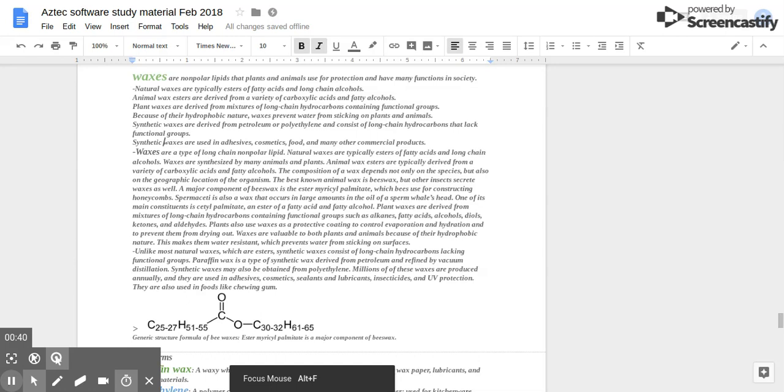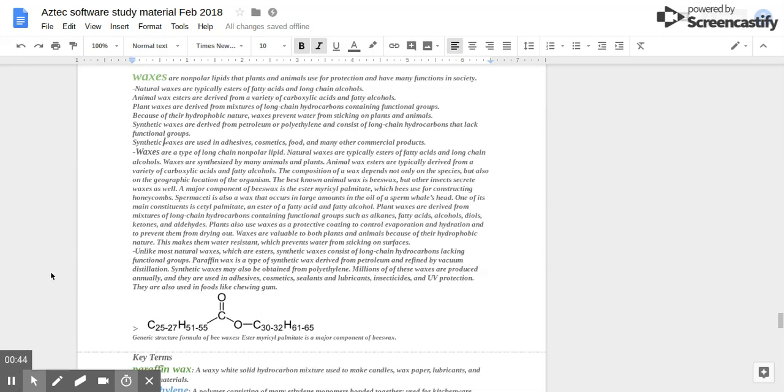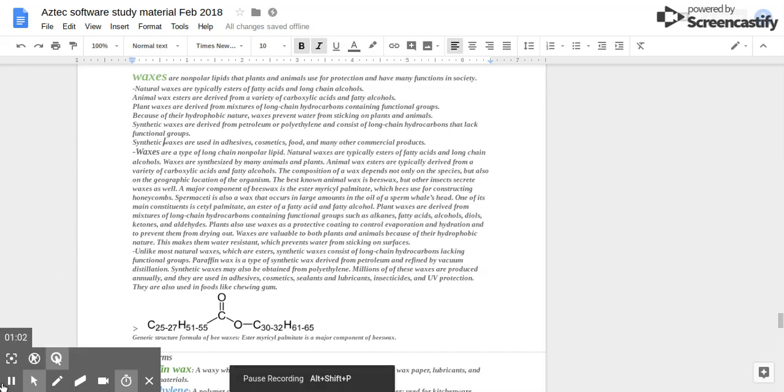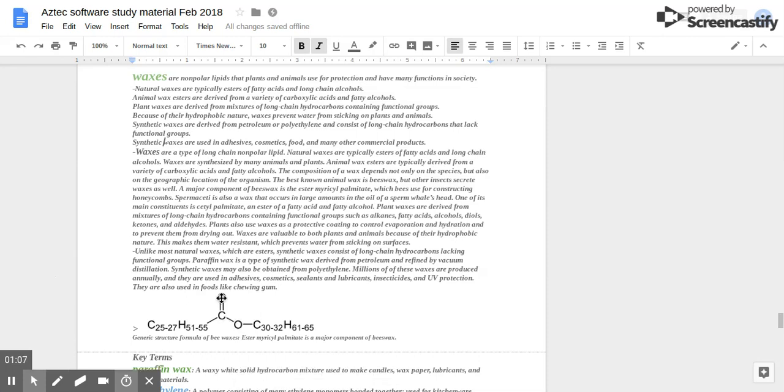So, natural waxes are typically esters of fatty acids and long chain alcohols combination. So, this is what it looks like as an example. Long chain hydrocarbons on either side, and you have the ester bond right here: carbon, double bond oxygen, single bond oxygen.